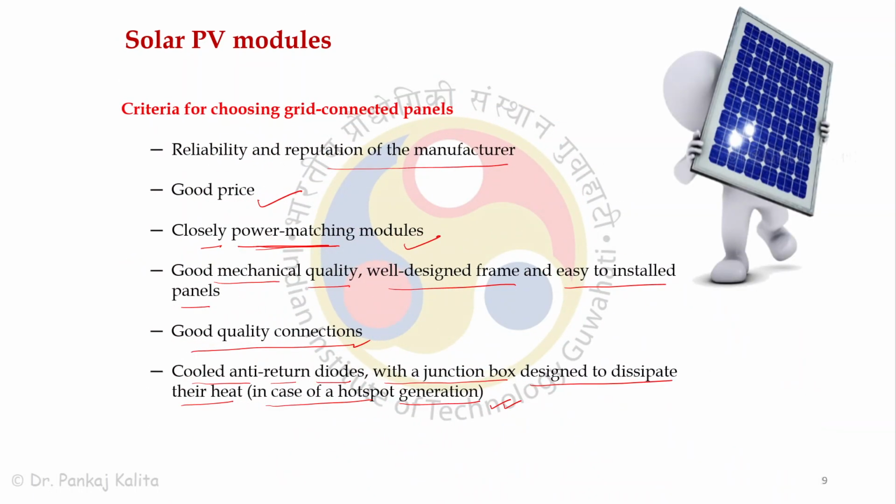Most of you know what the criteria should be, but expect a question in the assignments or exam on these things. What can be the criteria for choosing? They can give you one, two, three, four options, and then tell you to choose one of them. So please be aware and understand which criteria are important when we are going to choose grid connected panels.